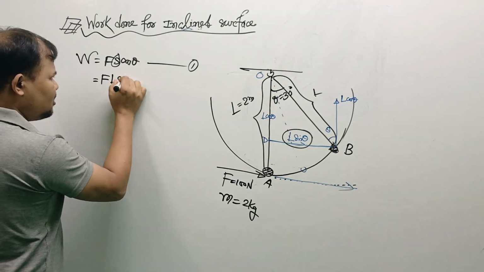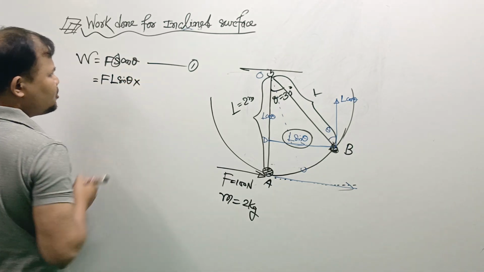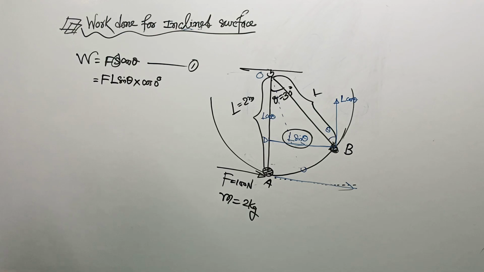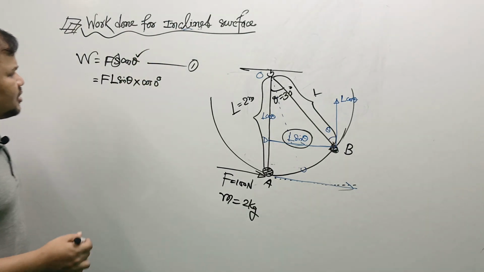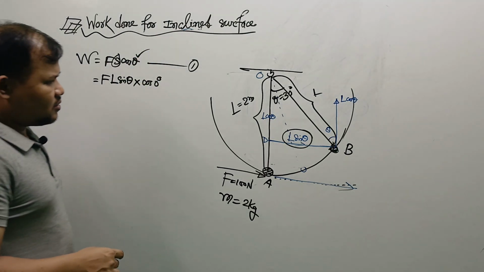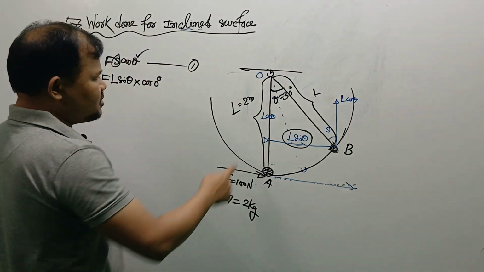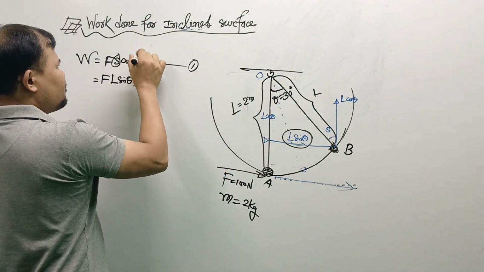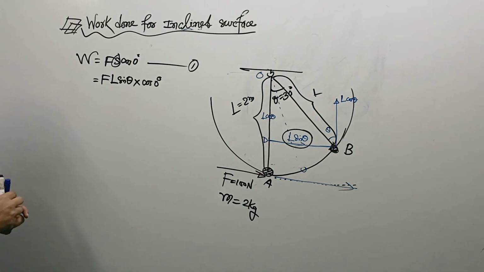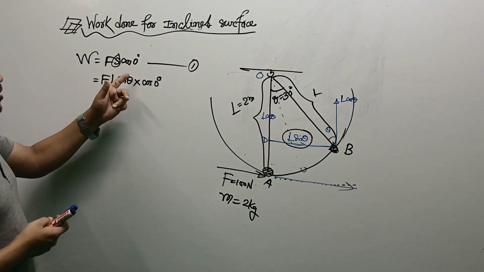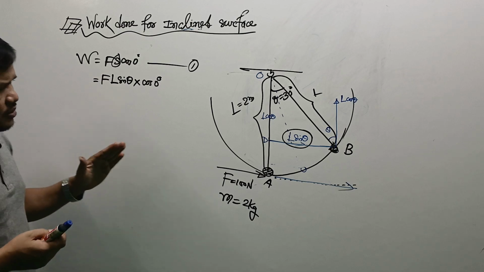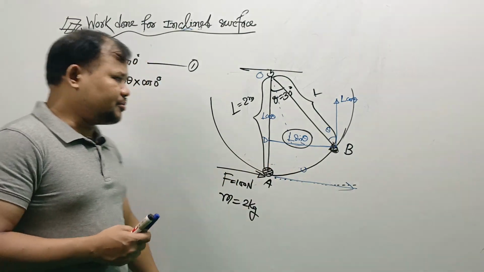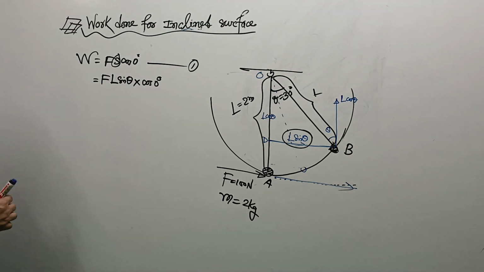So we can write L sin theta into cos 0 degree. Why do we put cos 0 degree? Because this theta is denoted by, suppose this is theta, this is theta prime, or we can write here cos 0 degree, because F is cos 0 degree. Why do we write 0 degree here? Because this is the direction of force and we take displacement in this direction. Because of that reason we write it here.